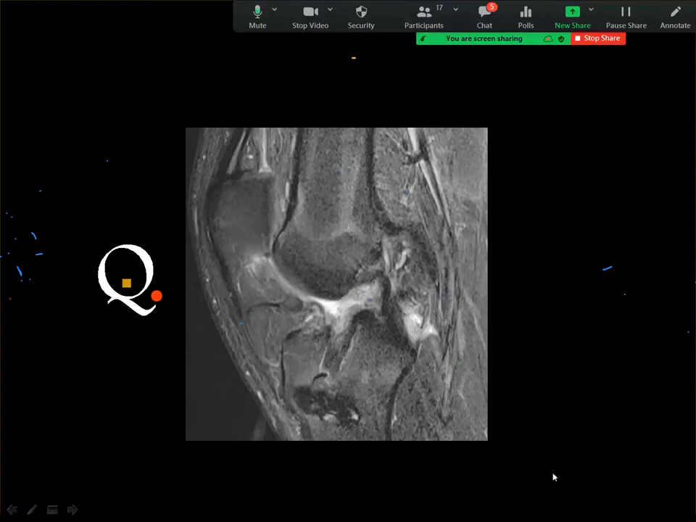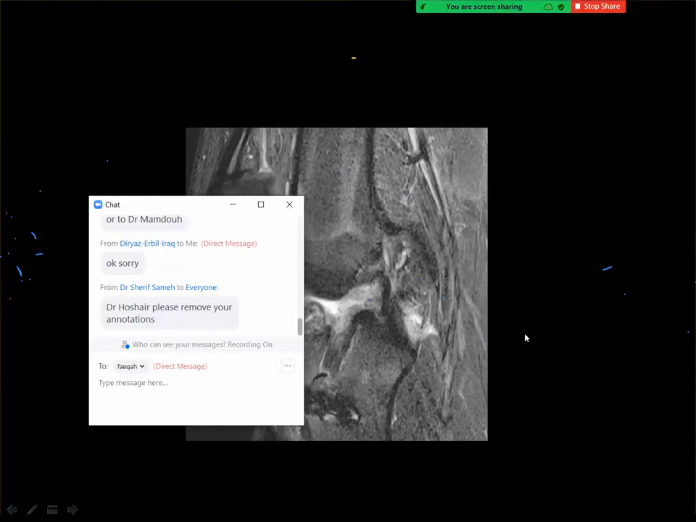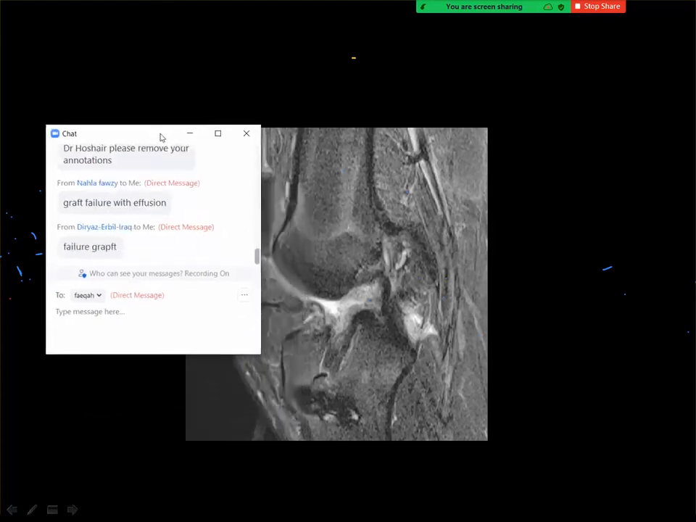Then this is the second case, and this is MRI of the knee of a patient with history of ACL reconstruction. And what is your opinion in the graft? Okay, this is graft failure with fusion, failed graft.